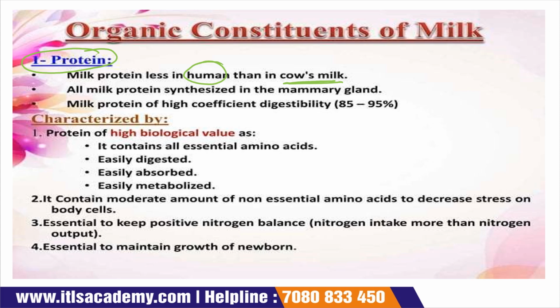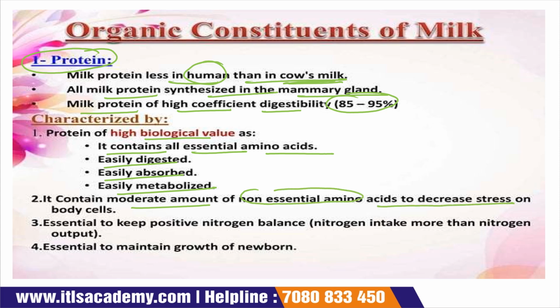Okay, now see what is written in the slide. Milk protein is less in human than cow milk. All milk proteins are synthesized in the mammary gland. Milk protein has a high coefficient of digestibility, around 85 to 95%, characterized by a milk of high biological value. It contains all essential amino acids, easily digested, easily absorbed, easily metabolized. Okay, it contains a moderate amount of non-essential amino acids to decrease stress on body cells.